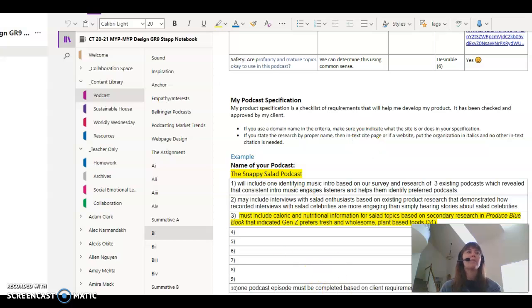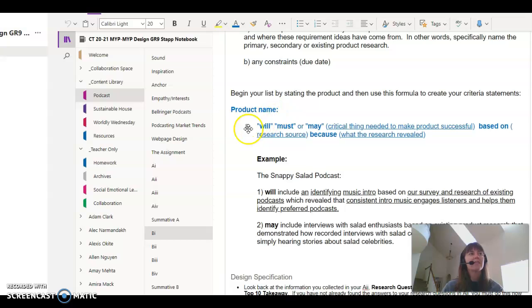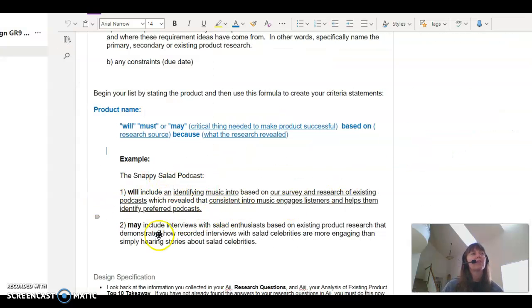Okay, this is my podcast specification criteria examples where I was doing the Snappy Salad podcast. Here is the formula. I've also placed this on the content library for B3, so you can look at that formula and also look at those examples. Again, make sure that each of your criteria starts with will, must, or may. It names the critical thing that needs to happen in order for this product to be successful. And it states what it is based on, the research source.